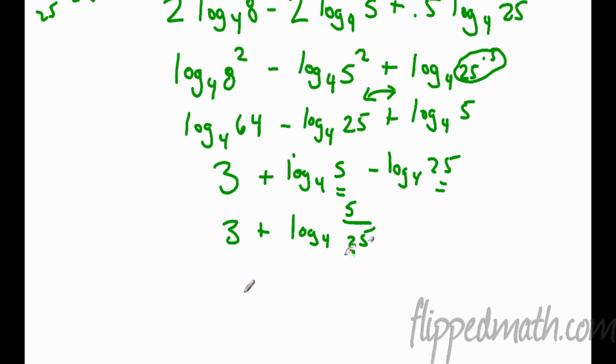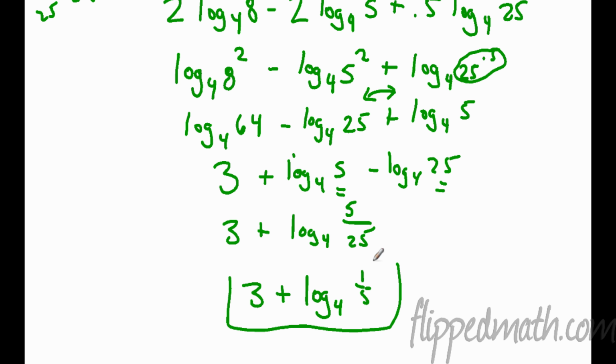These will now cancel. So we get the final answer, 3 plus log base 4 of 1/5. And what is the exponent I use on 4 to get 1/5? I have no idea. That is not a very nice number. So we're just going to leave it just like that. Hey, we're all done with that one. Oh my goodness. Time for a break.